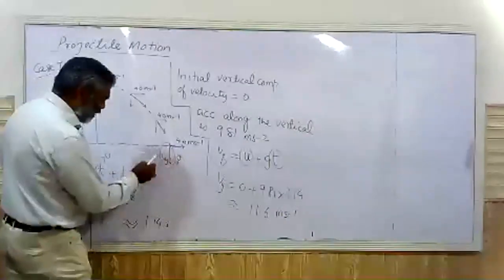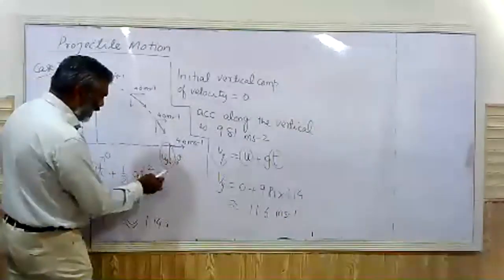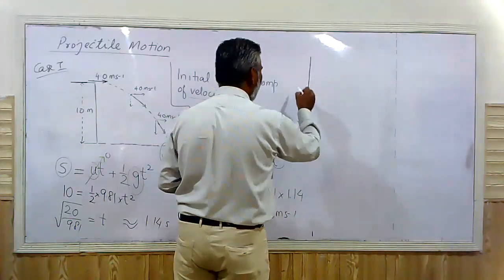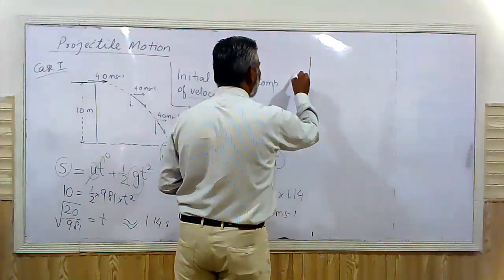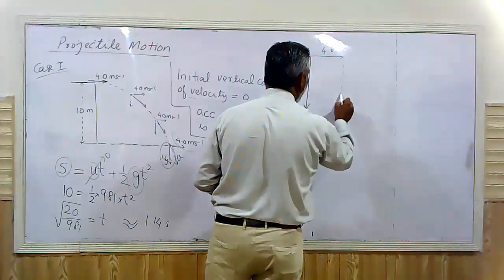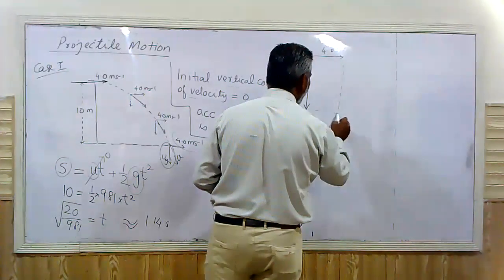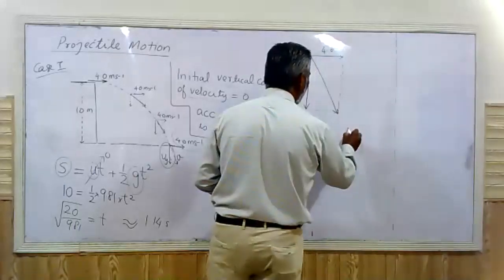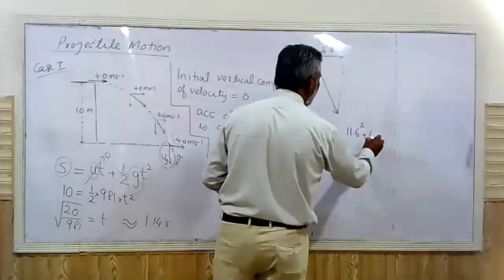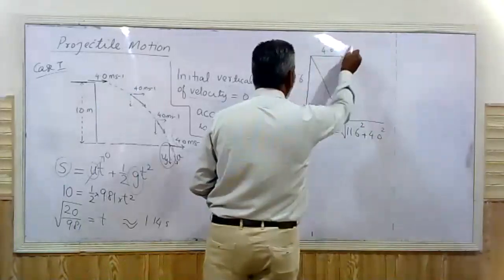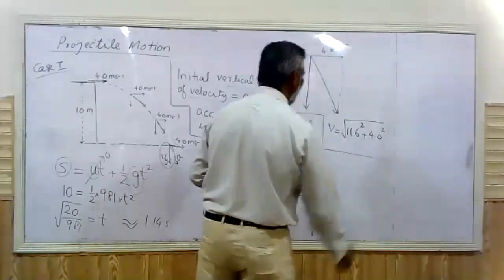So I have this component now, and I have this component now. With these two components known, let's say this is 11.6 that I have just calculated, and this is 4 along this. So I have a rectangle, and this is what the resultant velocity should be equal to. So using Pythagoras, you can calculate the square root of 11.6 squared plus 4 squared. This will be the final velocity of the object with which it hits the ground.